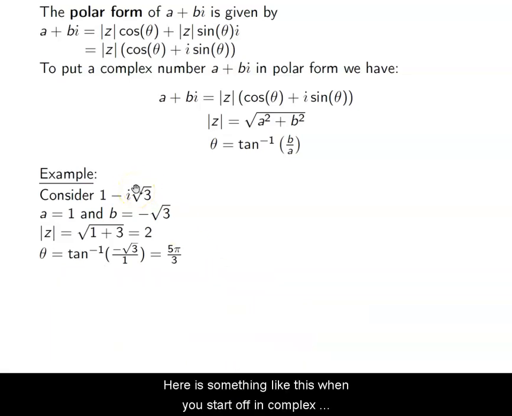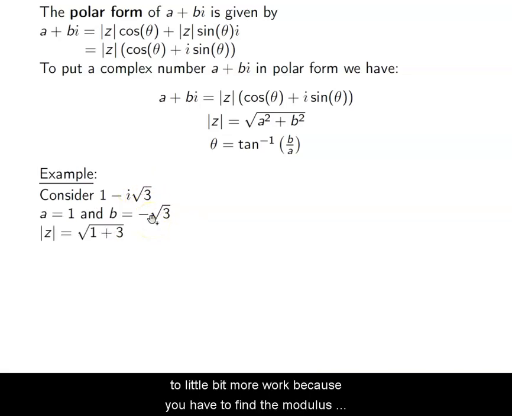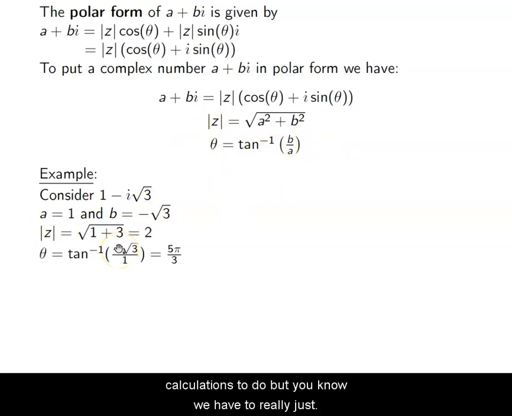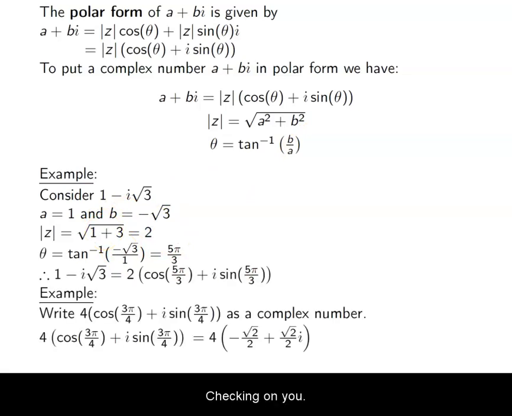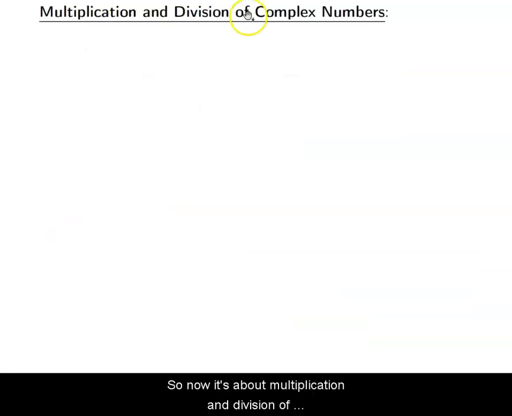Here, for something like this, when we start off in complex, it's a little bit more work because you have to find the modulus, you have to find your angle. Those aren't terrible calculations to do, but we have to really be familiar with our trig in order to do that. And that's how we go back and forth between polar form and our complex form for a number. Okay. So now let's talk about multiplication and division of complex numbers.